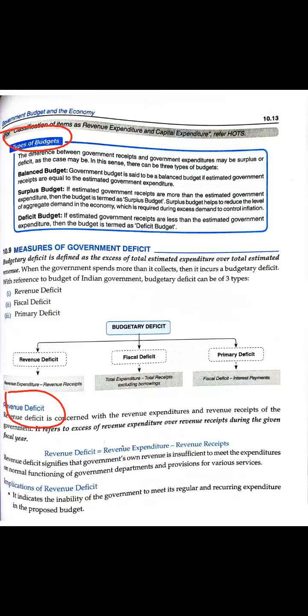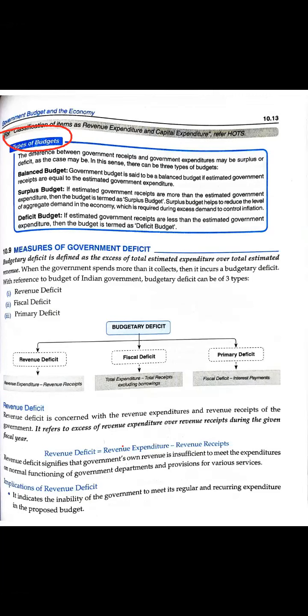So what happened during the fiscal year? The meaning of fiscal is what? Financial year. During the financial or accounting year, we all know very well, April 1st to March 31st is the accounting year. During that accounting year, if the government's revenue receipts are less than expenditure, that is, revenue expenditure is more than revenue receipts, then it is called revenue deficit. Got my point, guys? Are you following me?